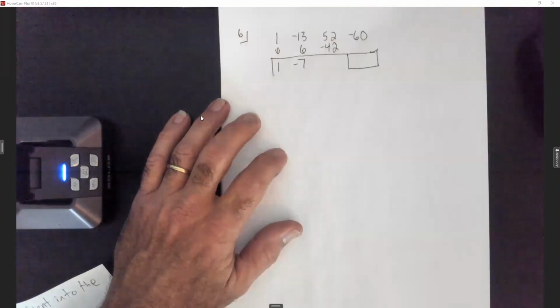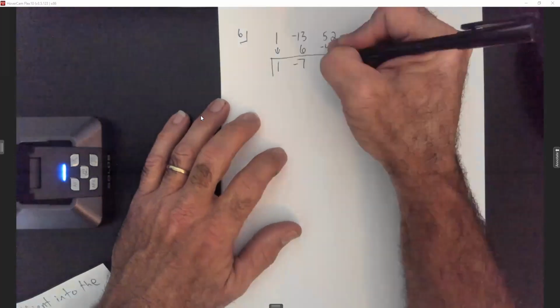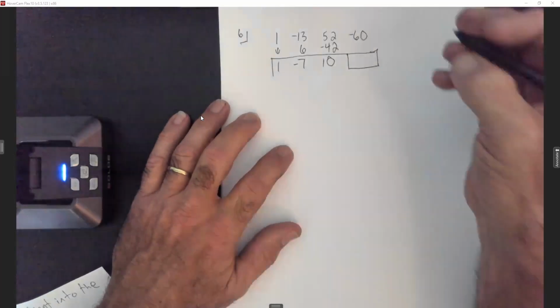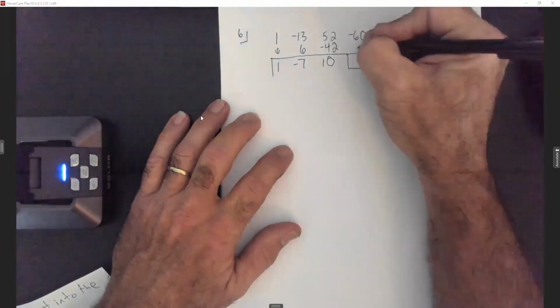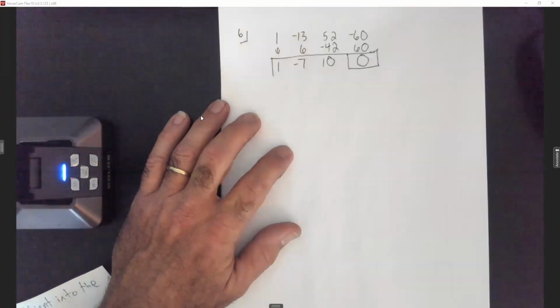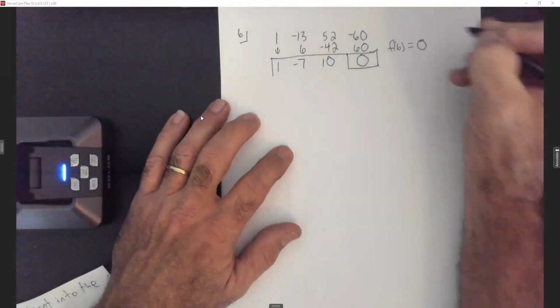So y'all are adding that. So let's see, 52 and negative 42 would be what, a 10? Then y'all, the final step, multiply again. 10 times 6 is 60. So look at that. This also gives me a 0 remainder. So f of 6 equals 0.